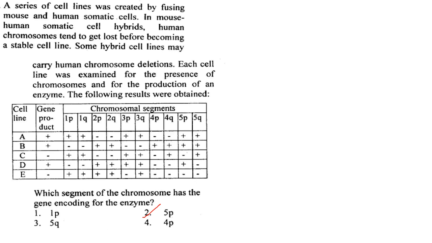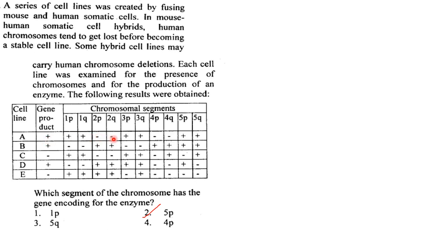So from the table you can see that the gene products A, B and D are formed in the cell line, and now you have to choose the series for the chromosomal segment that is positive for all these 3 regions. So A is positive. If you see 1P and 1Q, A is positive but B is negative. So they are eliminated. If you see 2P and 2Q, A is negative but you get the gene product.